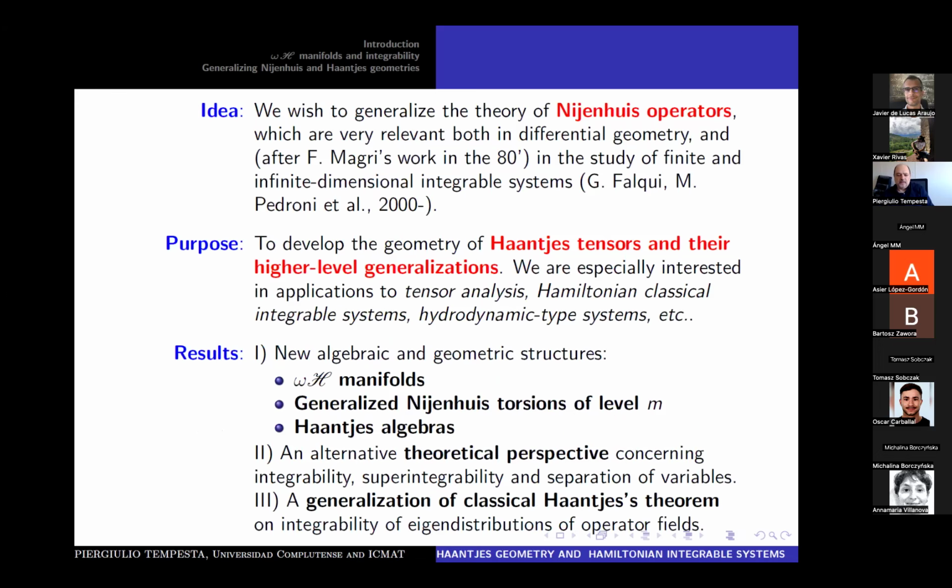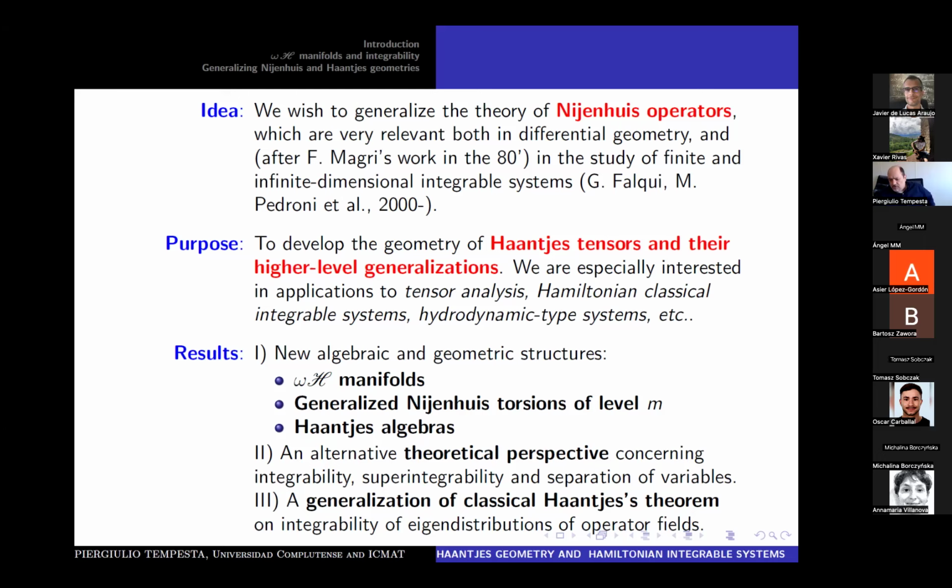The idea is actually to generalize the theory of Nijenhuis operators, which, as we know, after essentially the work of Franco Magri in the 80s, are not only relevant in differential geometry, this was already known before, of course, but also in the study of integrable systems, both finite and infinite dimensional ones. Also, Falqui, Pedroni, and other colleagues intensively used Nijenhuis geometry in order to study integrable systems. So, in other words, the purpose is somehow to develop the geometry of Haantjes tensors more or less in the same way as Nijenhuis geometry has been developed in the last decades.